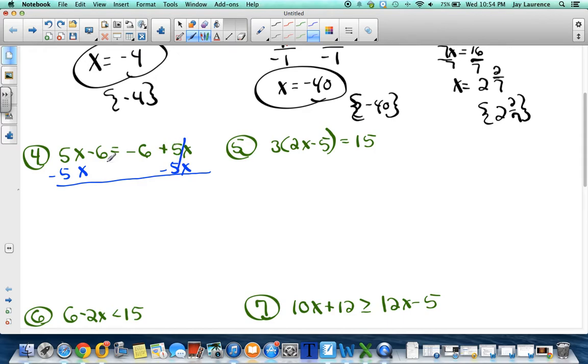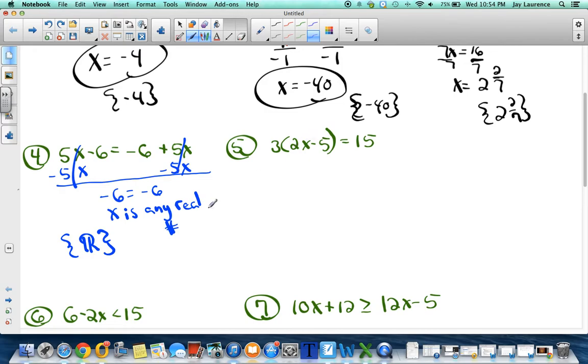So these are going to cancel, these are going to cancel, and I'm going to get negative 6 equals negative 6. When does negative 6 equal negative 6? It always equals negative 6. They're always equal to each other. That means the solution set for this is all real numbers. If you want to write that out, you could say x is any real number.